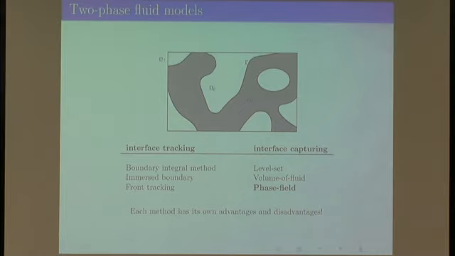And very different from this are interface capturing methods, where you have an implicit representation of the interface. So you don't have an explicit grid along the interface, but you have some function defined all over the whole domain, and some level set of this function gives you implicitly the interface position and tells you where the two fluid phases are. So methods there are level set methods, volume of fluid method, and the phase field method. And each method has its own advantages and disadvantages, and I will talk about the phase field method today.